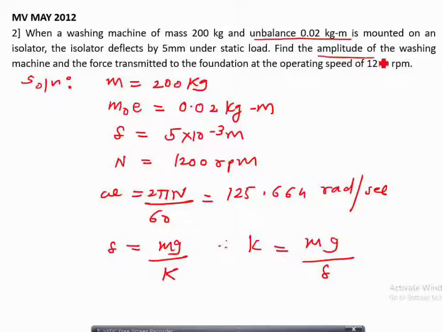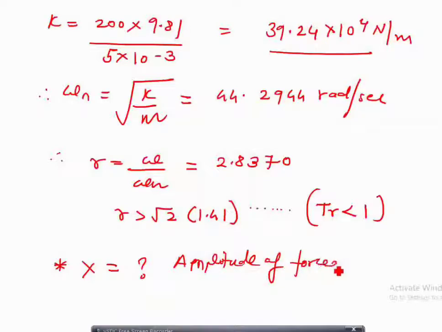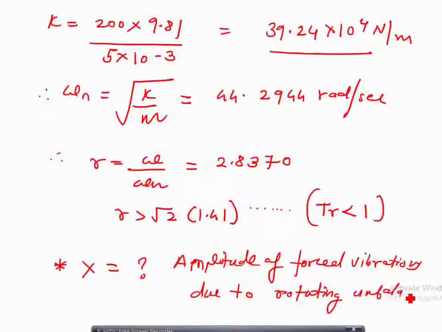Now they have asked you to find out the amplitude of the washing machine. That means again the same, they have asked you to find out x. So what is x? x is nothing but the steady state amplitude of the washing machine, that is the amplitude of forced vibration due to rotating unbalance, because the condition of rotating unbalance is given. So again I will use the same formula.